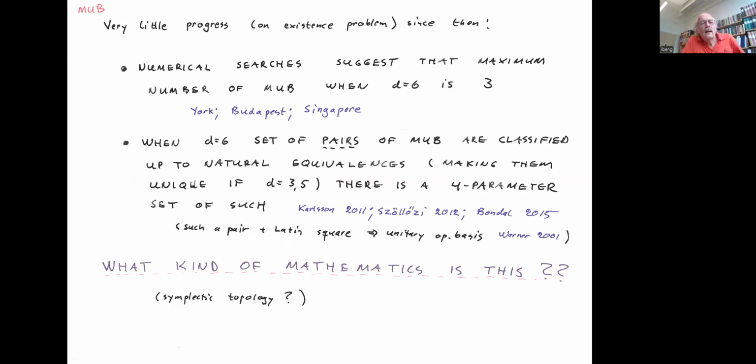So now the embarrassing thing is that since 2007, when Aschbacher et al. wrote this paper, there has been very little progress on this. There has been a lot of work, but really not much to show. Numerical searches have been done in dimension 6, which is the first composite dimension. 6 is sufficiently small that you can do numerical searches, and it has been established beyond reasonable doubt, I would say, but not proved, that the maximum number of mutually unbiased bases you can have in dimension 6 is 3. This is work by 3 different groups, one based in York, one in Budapest, one in Singapore.